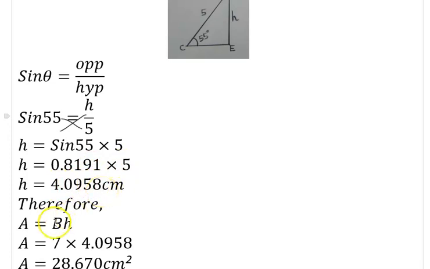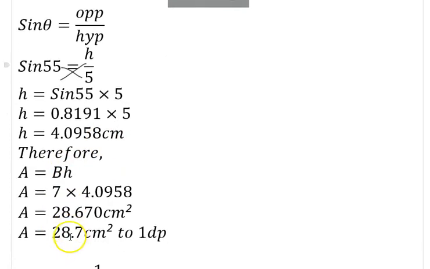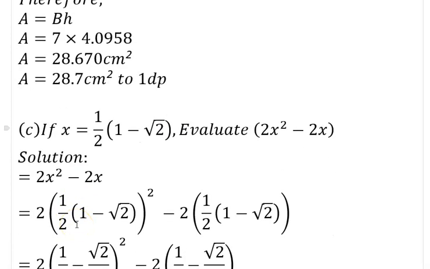So since we've gotten our h, we know our b to be 7. We just multiply it together to get our area. But don't forget to give it to one decimal place. So this is 7, more than 5, so we approximate it here to be 7 and put it here to one decimal place.